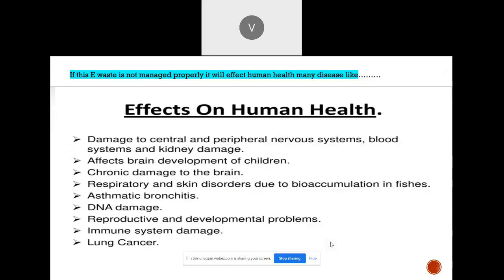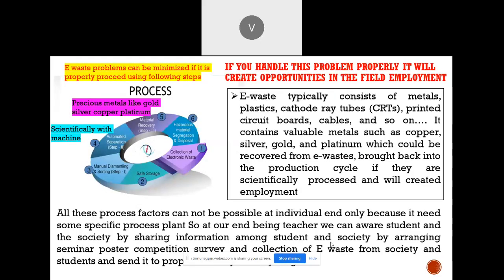So if this e-waste is not managed properly, as we discussed earlier, it will affect human health and cause many diseases in the human body. It will damage the central and peripheral nervous system, blood system, maybe kidney damage, lung cancer, and reproductive or developmental problems may arise, respiratory and skin disorders may arise, and it will have an effect on the development of the brain also.